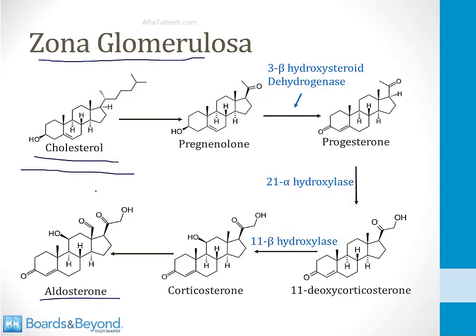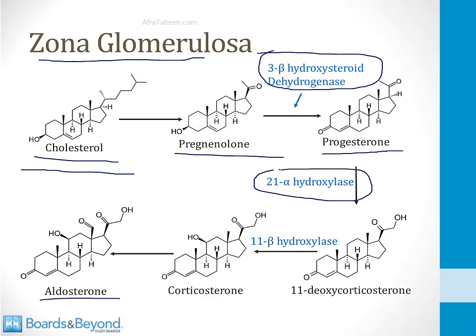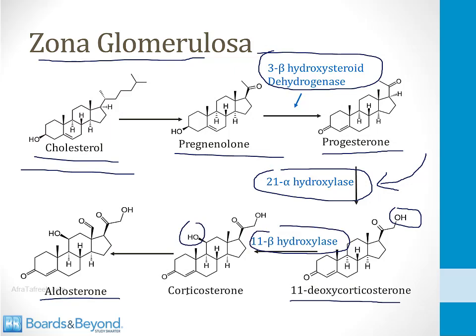So we start with cholesterol. As I said before, it is converted into pregnenolone, and from pregnenolone, it is converted by 3-beta-hydroxysteroid dehydrogenase into progesterone. Progesterone is then modified by 21-alpha-hydroxylase into 11-deoxycorticosterone, and you can see that a hydroxyl group has been added to the 21 carbon. That's why this enzyme is called 21-alpha-hydroxylase. There's then an enzyme called 11-beta-hydroxylase, which adds a hydroxyl group to the 11 carbon right here. That creates a structure called corticosterone, and then corticosterone finally is converted into aldosterone.